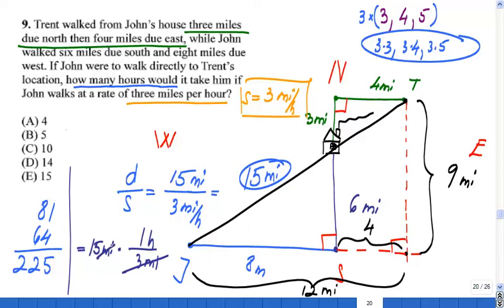And now miles and miles will cancel out. 3 goes into 15 5 times. 5 times 1 hour is going to be 5 hours. Okay? And that's why the answer to this problem is B, 5. How many hours? 5. 5 hours John will be able to reach Trent's location if he goes 3 miles per hour. Okay, that's pretty much the average walking speed.